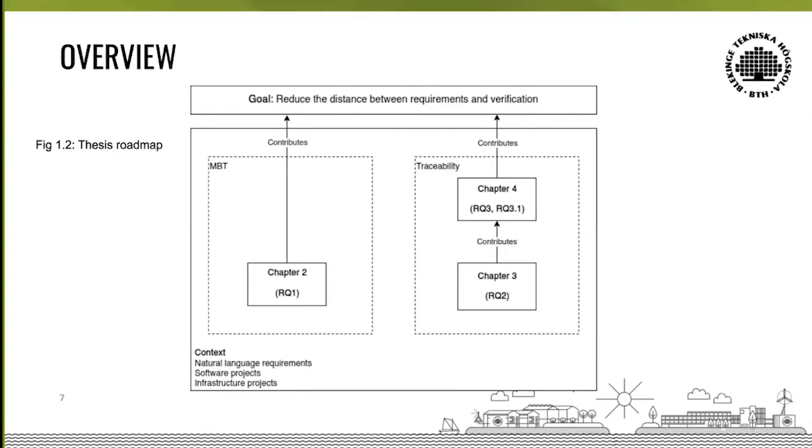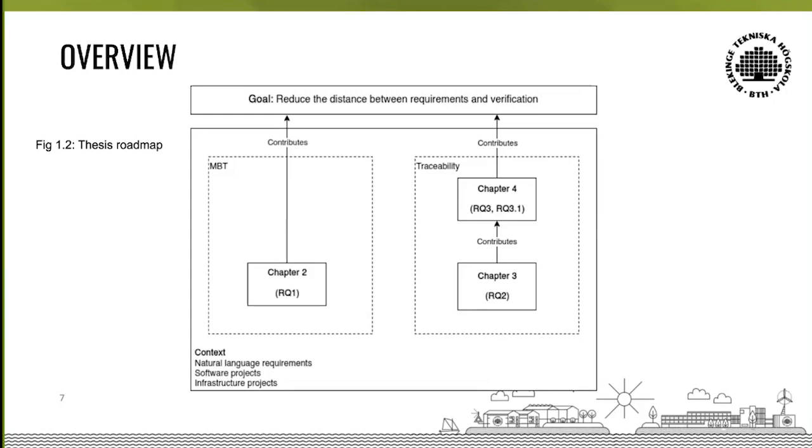Here's an overview of the pieces. On top, we have the goal to reduce the distance between requirements and verification. And then we have the individual chapters. On the left side, we have chapter 2, which is used to answer RQ1, and that's in the area of MBT, model-based testing. And on the right side, we have traceability. We have chapters 3 and 4 in that area. As we see, chapter 3 contributes to conducting chapter 4, and then to the goal of my overall thesis.